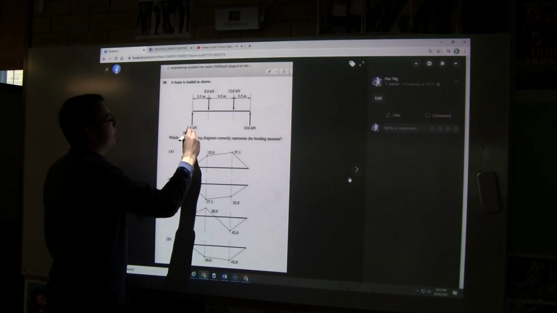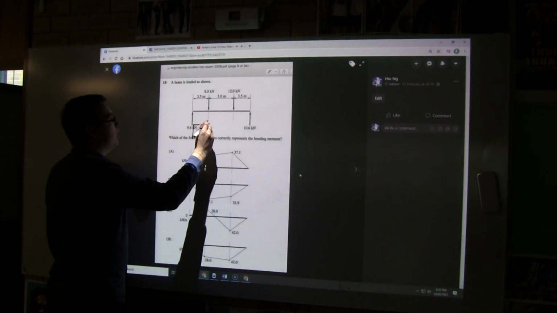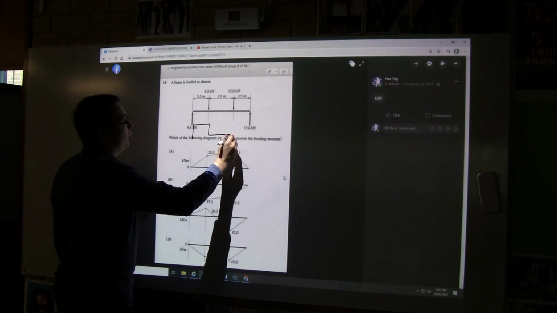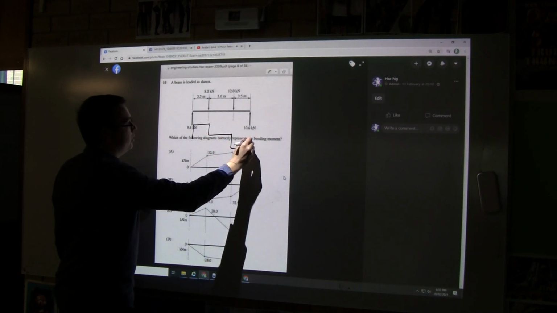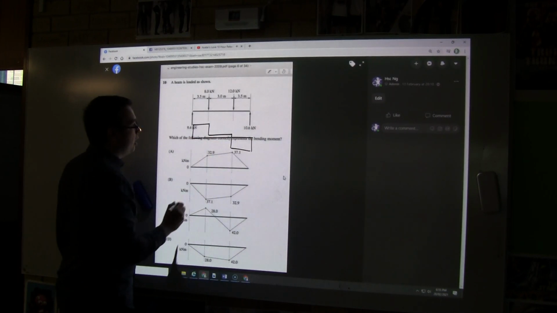What we can say is, our bending moment diagram, we're going to go up 9, we're going to go across 3.5 meters, we're going to go down here, and then we're going to go across 3 meters, and then we're going to go down 12, and then we're going to be 10.6 below. Okay, which one looks like that?